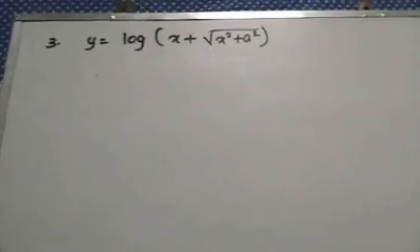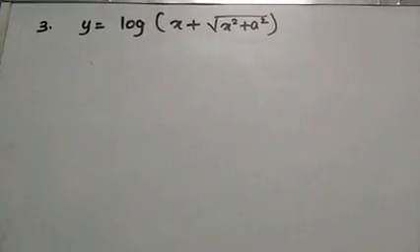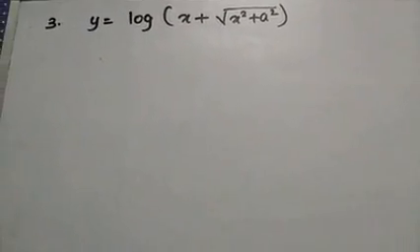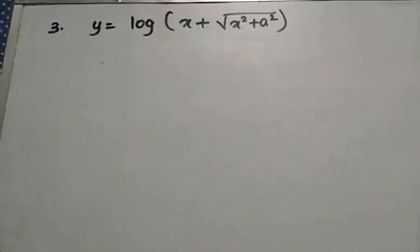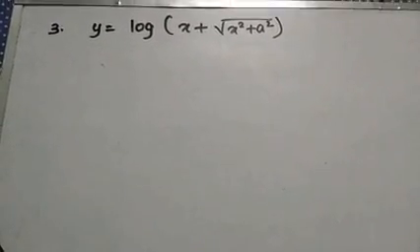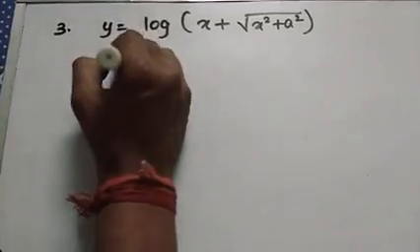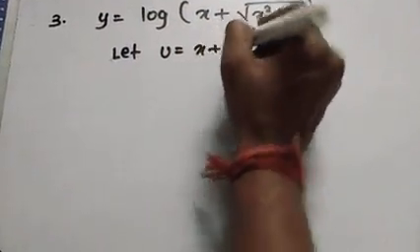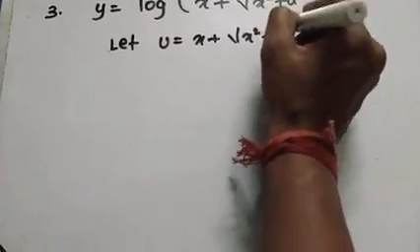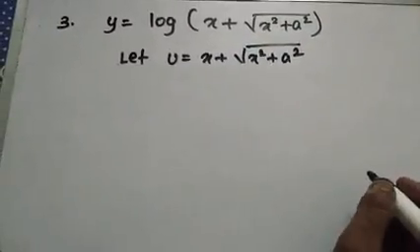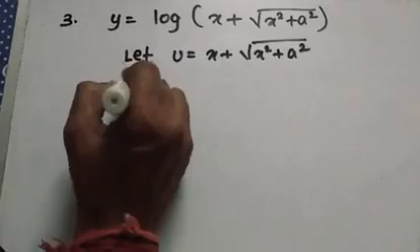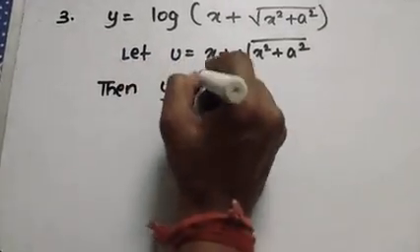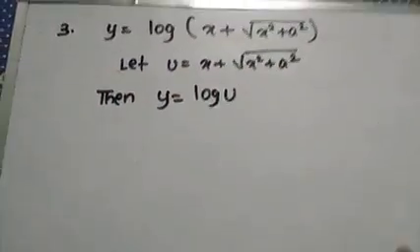Okay, so question number 3, y equals log of x plus root over x square plus a square. Again, to convert into simple form, what we do, we will assume let u equals x plus root over x square plus a square. So then y equals log u.